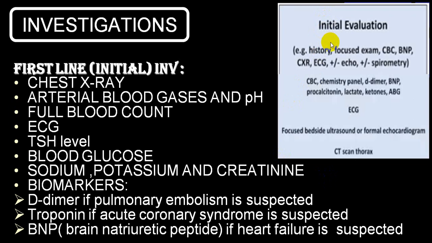Initial evaluation is always history followed by a good examination and then laboratory parameters. Among laboratory parameters in the respiratory system, we already mentioned X-ray chest, very, very helpful. Then you can go for HRCT, CT, or CT angio, pulmonary angio. As far as the cardiovascular group is concerned, BNP, N-terminal pro-BNP, ECG, ECHO. In respiratory, PFT, very, very important. And then you can go for ABG, lactate levels, acetone level, procalcitonin, chemistry panel like renal function, liver function test, electrolytes, D-dimer, troponin, etc. Even you can, to rule out thyrotoxicosis, T3, T4, TSH.